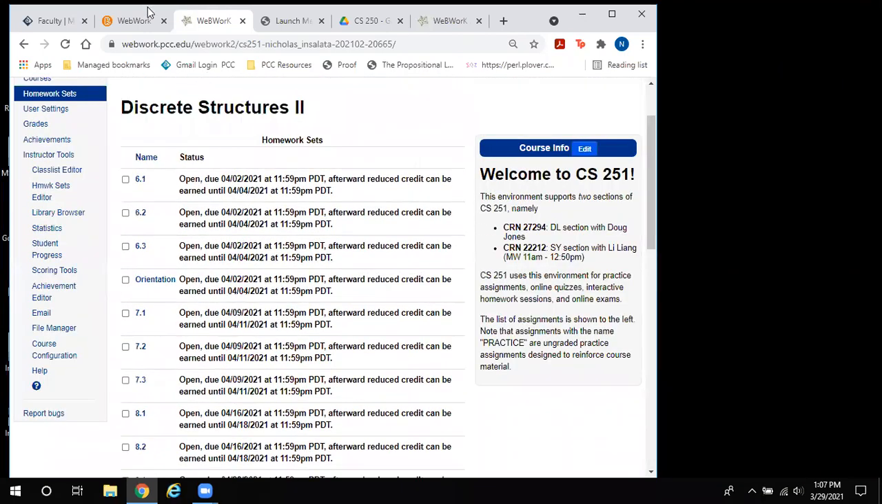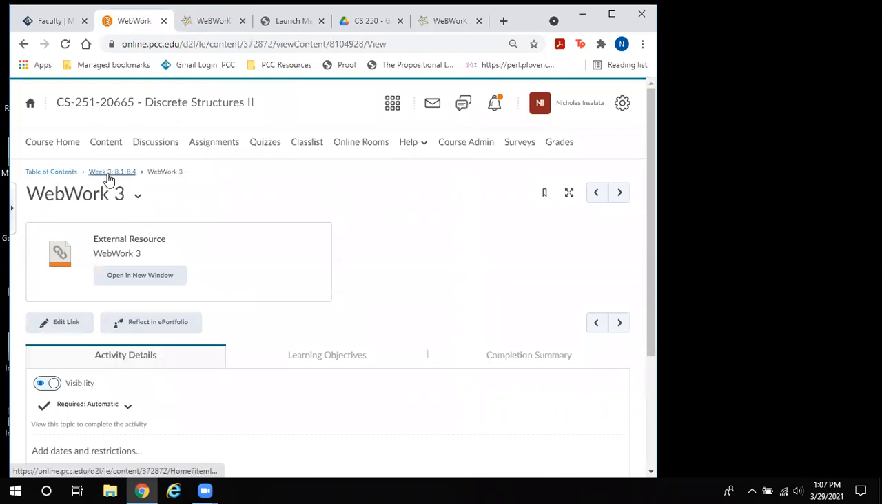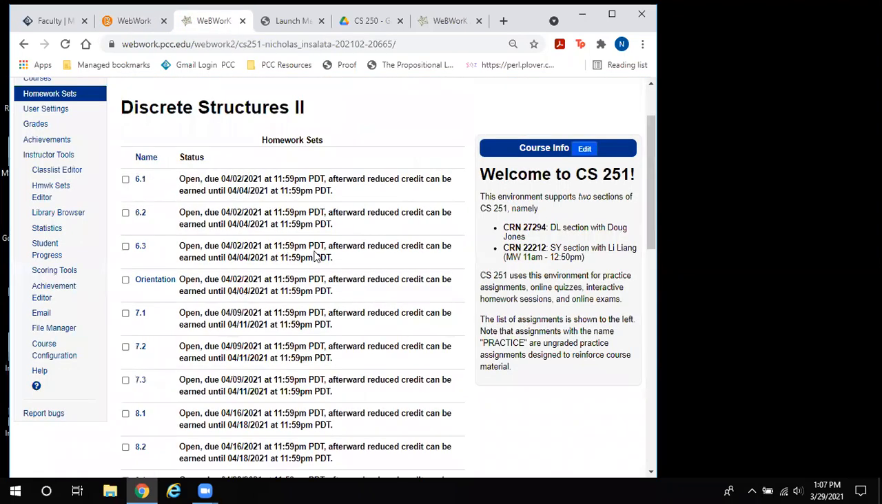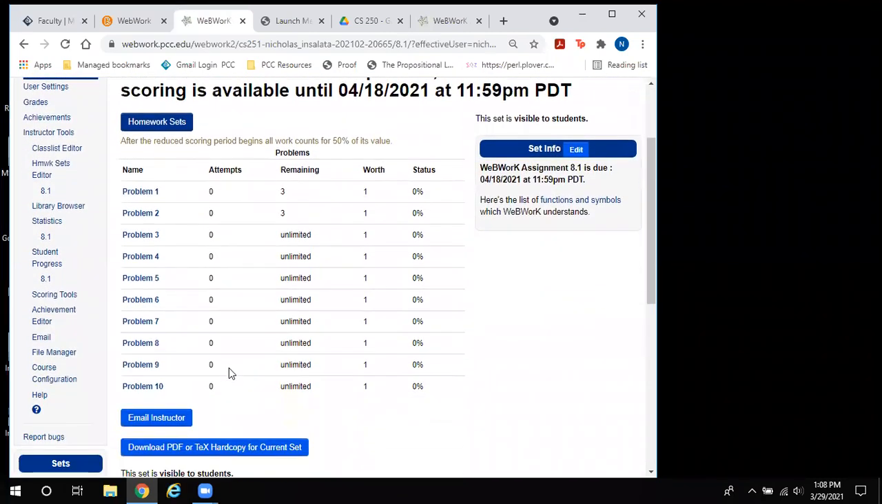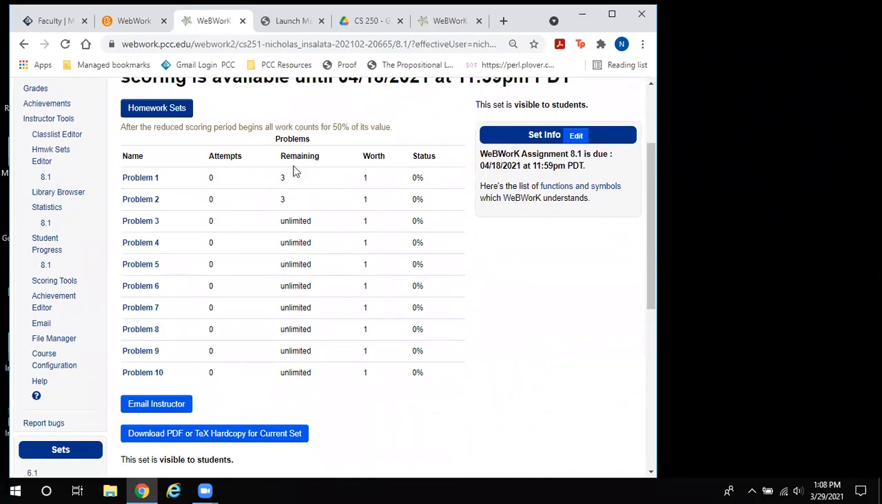You can see here that for WebWork in week 3, we do 8.1 to 8.4. Down here, you can see 8.1 and 8.2 are the only sections that have a WebWork component. Those will be due on the 16th of April, and then reduced credit on the 18th of April. So you can see the due dates there. If you click into one of these, you can see there are 10 problems. Some have a limited number of attempts. Problems 1 and 2 have 3 attempts, but the rest of them are unlimited. Depending on the problem, you get a different number of tries.